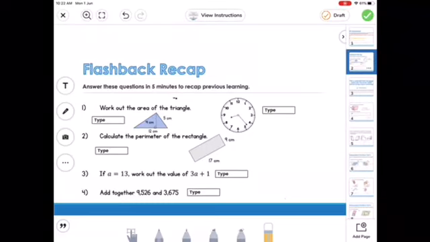Good morning, Year 6. This is a maths review for finding the area of parallelograms. We started off with a flashback recap. So number 1, work out the area of this triangle.